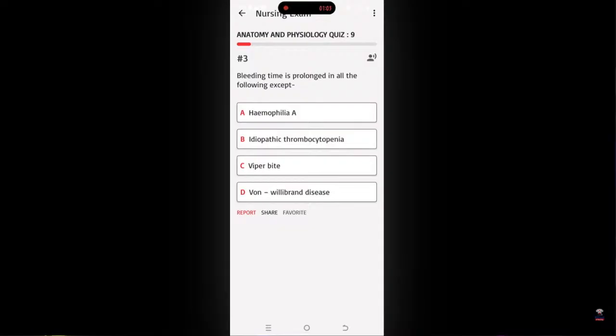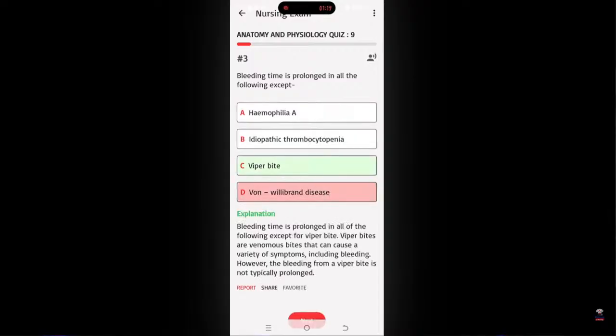Bleeding time is prolonged in all the following except: A. Hemophilia A. B. Idiopathic thrombocytopenia. C. Viper bite. D. Von Willebrand disease. No. Correct answer is C. Bleeding time is prolonged in all of the following except for viper bite.